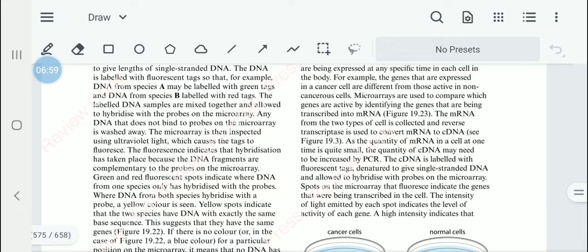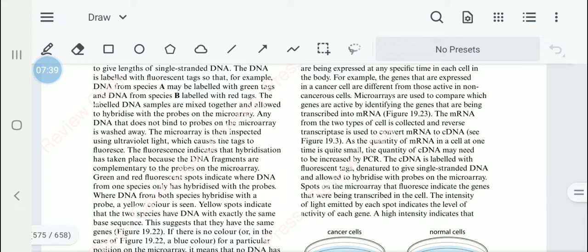So again, we are going back in reverse. The mRNA from the two types of cell would be collected, and reverse transcriptase is used to convert mRNA to cDNA. Because the number of mRNA molecules is small, by using PCR we can increase the quantity of mRNA, and as a result cDNA. Then this cDNA will be labeled with fluorescent tags and denatured to give single stranded DNA, and we will allow it to hybridize with the probes on the microarray.